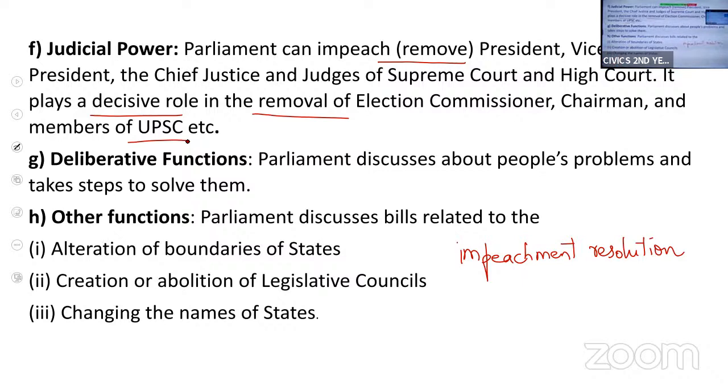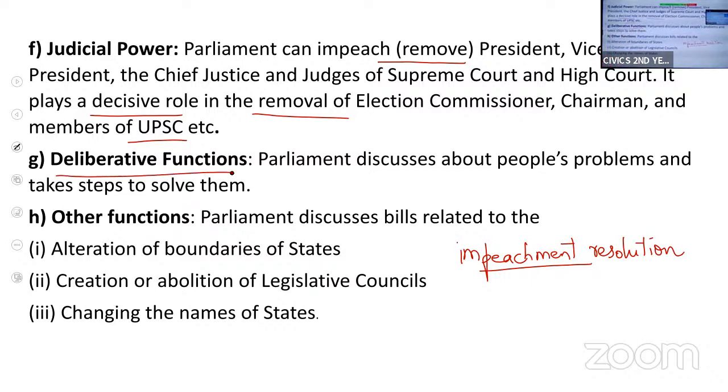See, when it comes to removal of president, vice president, impeachment resolution is passed in the parliament. But for the removal of election commissioner, chairman and members of Union Public Service Commission, the parliament plays an important role. Next is deliberative functions.